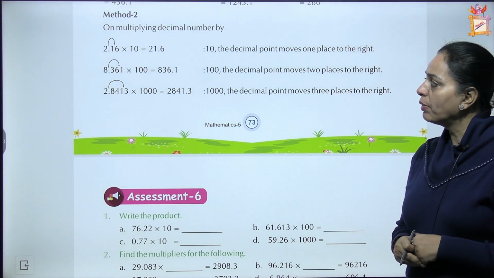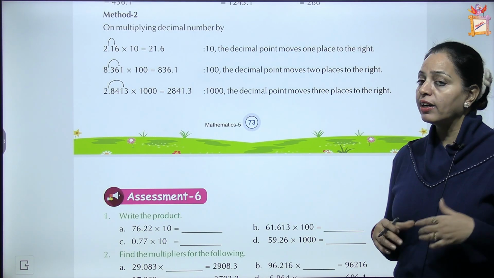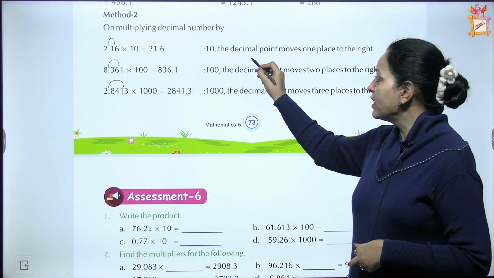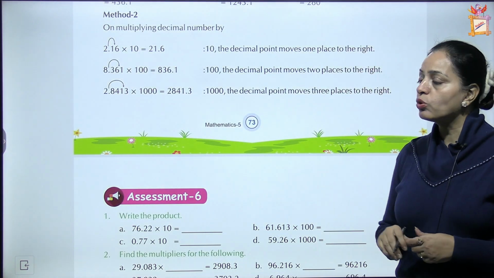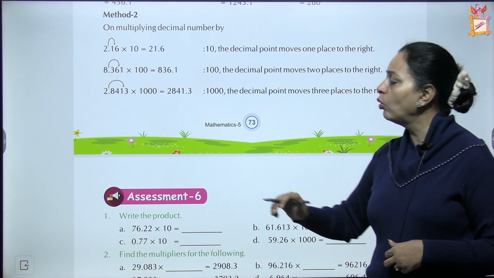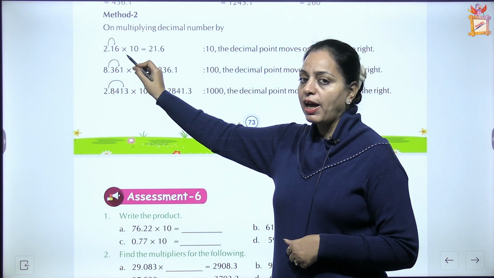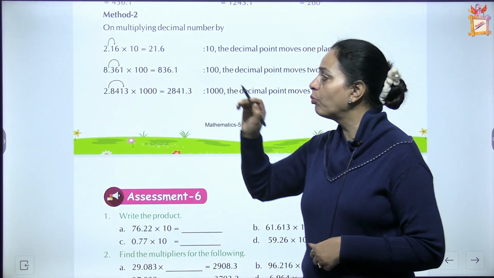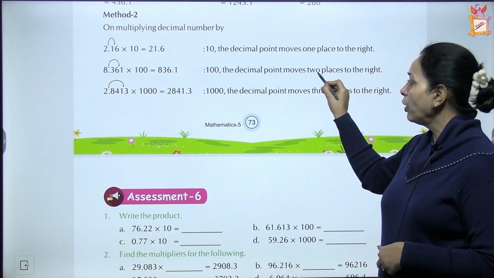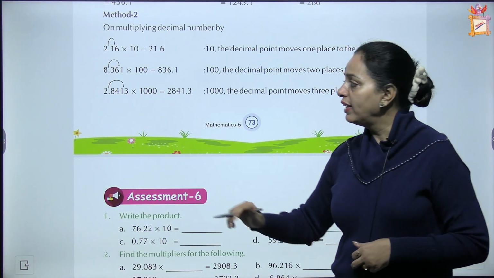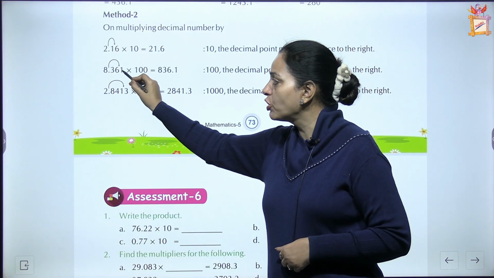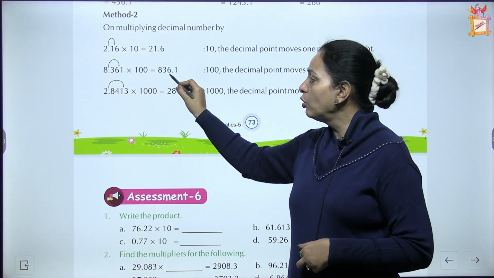Now method 2, on multiplying a decimal number by 10, 100 or 1000. If we multiply any decimal number by 10, the decimal point moves one place to the right. We have to shift the decimal point to the right side. Like 2.16 multiplied by 10, so the answer is 21.6. Now multiplied by 100, the decimal point moves 2 places to the right. Like 8.361 multiplied by 100, the decimal shifts towards the right after 2 digits.